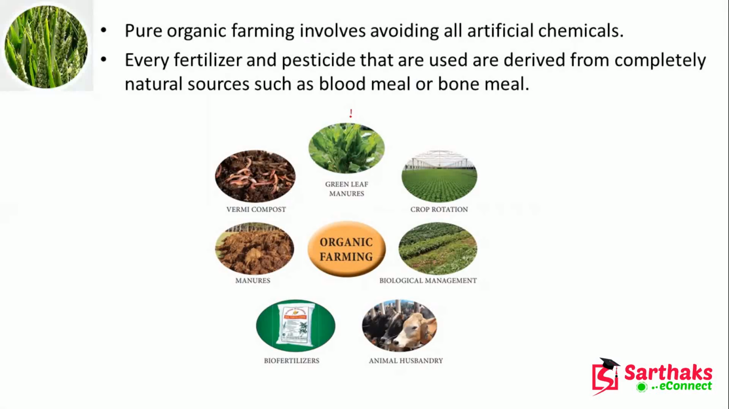They are using green leaf manures. You can see cow dung, this type of vermicompost. These are naturally available, and biofertilizers, animal husbandry. They are using biological management. So pure organic farming involves avoiding all artificial chemicals. They will use natural manure, green leaf manures.